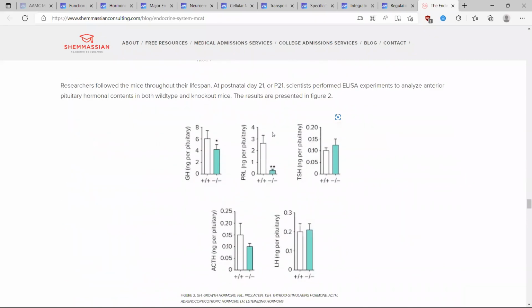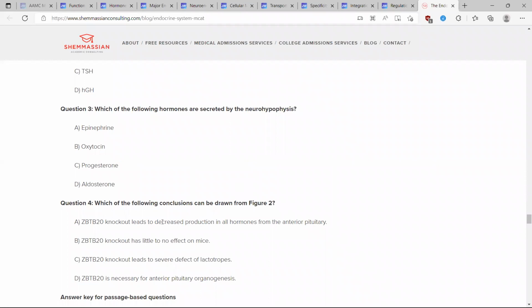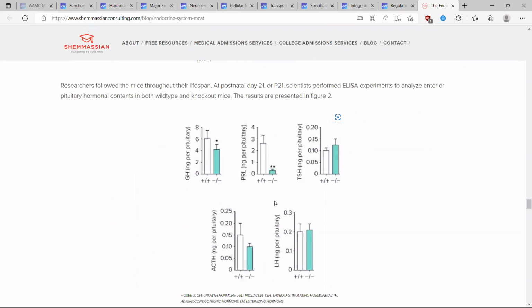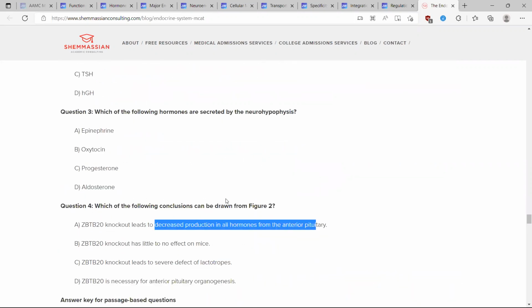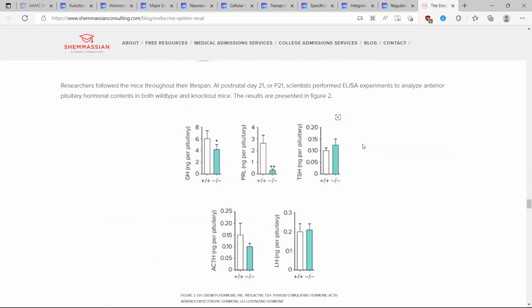Well, I know it's not no effect because there was some effect. Decreased production in all hormones from the anterior pituitary. Is that correct or incorrect? What do you guys think? ZBT knockout leads to a decreased production in all hormones from the anterior pituitary. Does this picture show that? Incorrect, right? Because some of these look like decreases, but they're not significant decreases. So that's wrong.